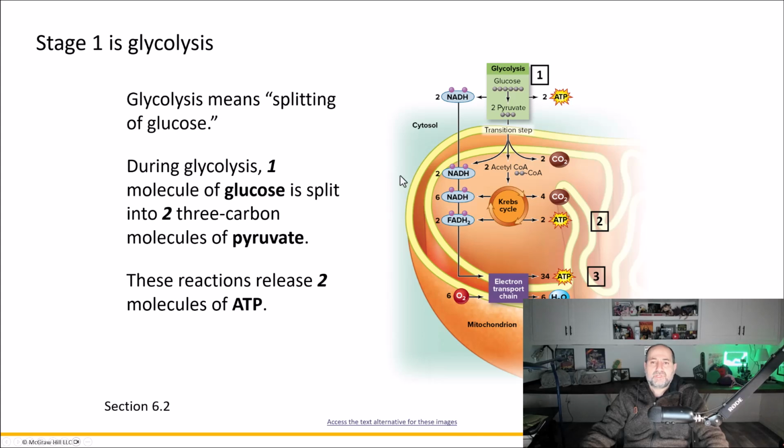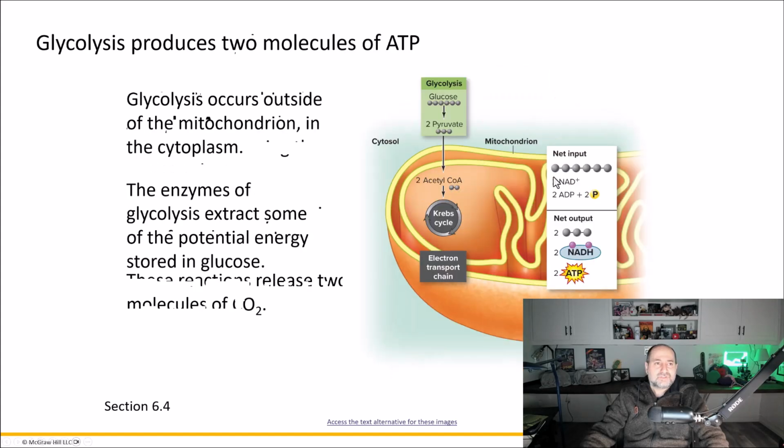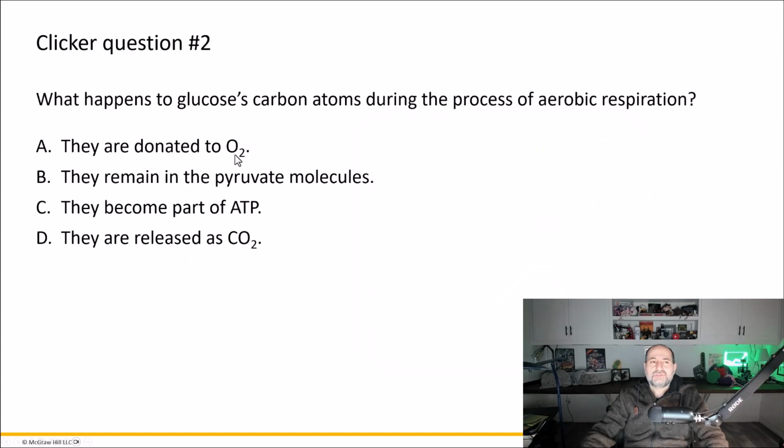So you should know, for instance, that with glycolysis, glucose is the reactant. You need glucose. And what's produced? Pyruvate, ATP, and 2 NADH. Again, during glycolysis, the input is glucose and the output is pyruvate, NADH, and ATP. And you should know the answer to clicker question number 2.